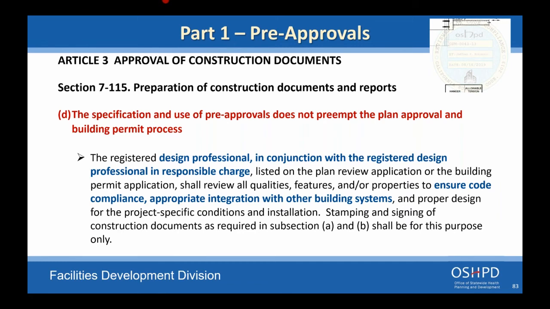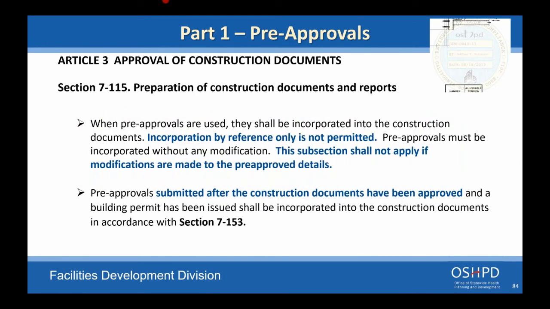So what you would do is put the pre-approved details on a sheet, and then the engineer of record or the design professional of record will stamp and sign, or sign, depending on their authority, that sheet. But the details themselves are typically only reviewed by us for applicability and not for content. So it goes really fast. When pre-approvals are used, they shall be incorporated into the construction documents. You cannot reference them, saying per pre-approval book number whatever, we're going to do this. Now, they have to be added to the documents. That's why I said you paste them onto a sheet, however you're going to do it. And they must be incorporated without any modification.